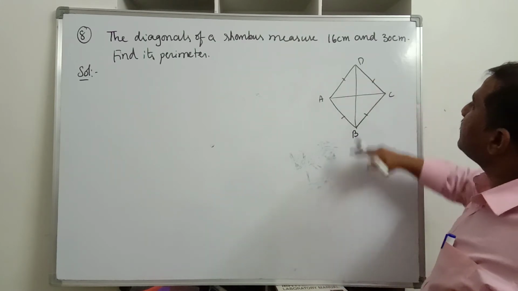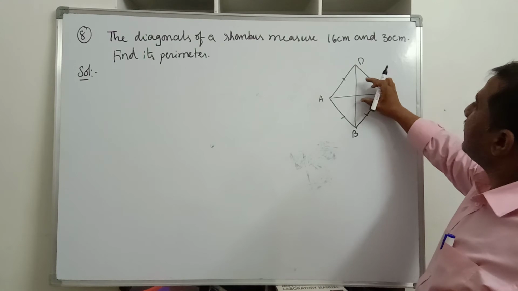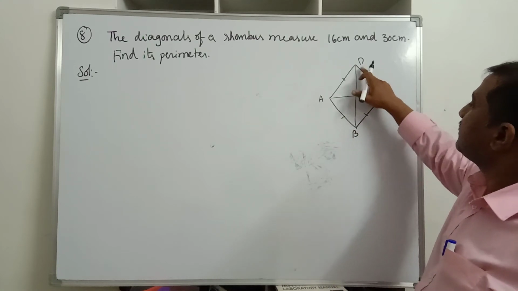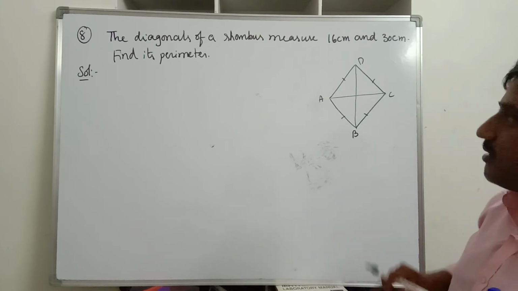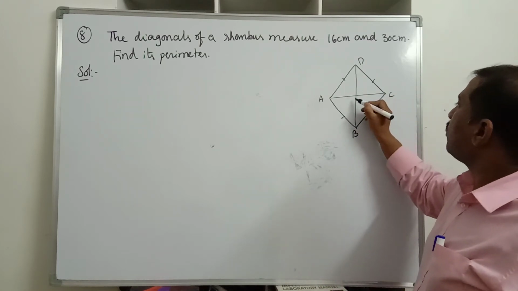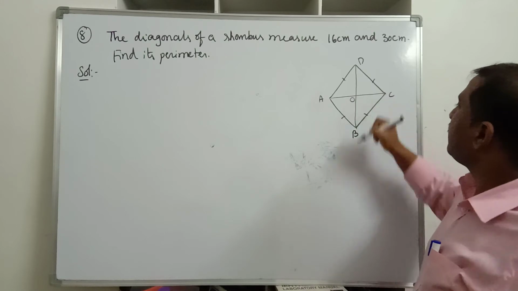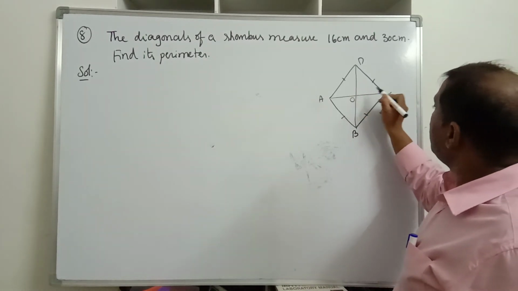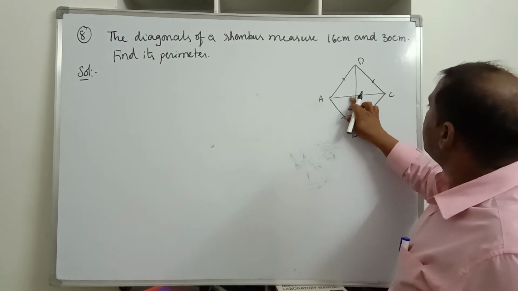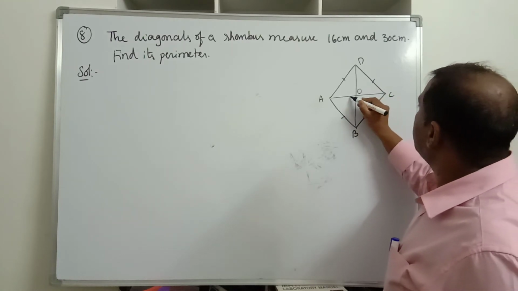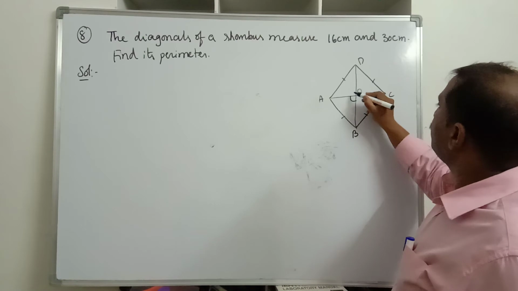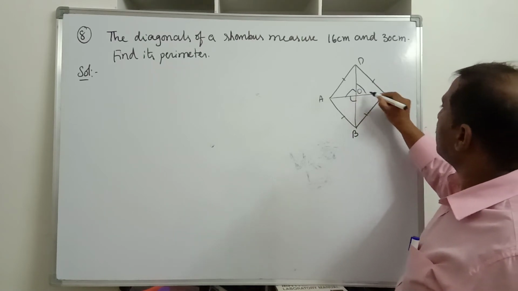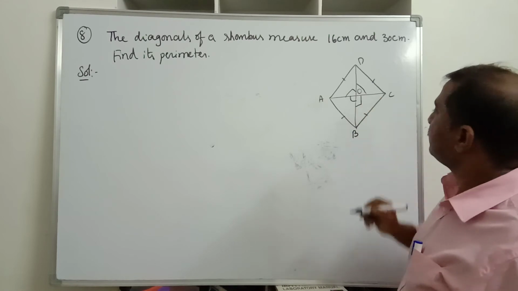But here the diagonals are given, the first diagonal is 16 centimeters, the other diagonal is 30 centimeters. We have a property: let the two diagonals intersect at point O. The two diagonals are perpendicular bisectors to each other. Means this angle is 90 degrees. We got four triangles. What are they? They are right triangles.